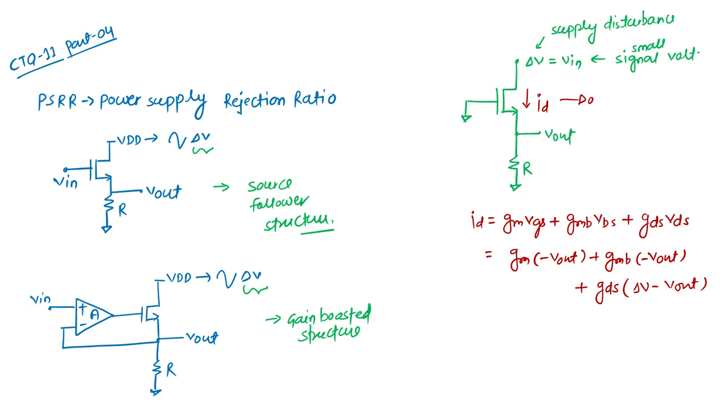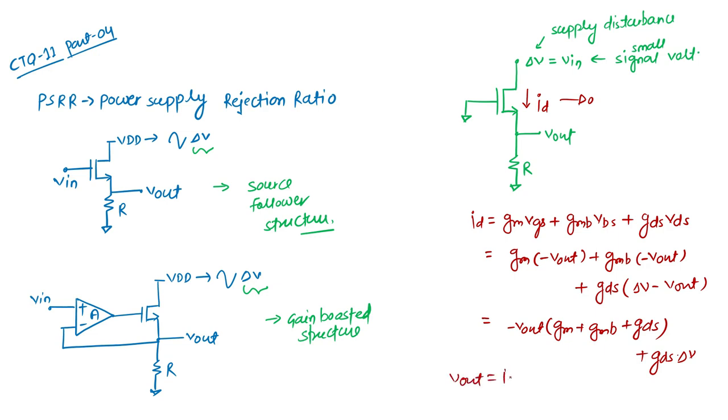So what exactly are we getting for the ID? We can translate it to the output voltage, so it can be written as minus V out times GM plus GMB. I'm considering all the effects, but you can ignore it for the time being. But here the GDS effect has to be considered, because my del V, which is nothing but the supply perturbation, is associated with the GDS term only. Okay, so this is the ID. And what is the output?